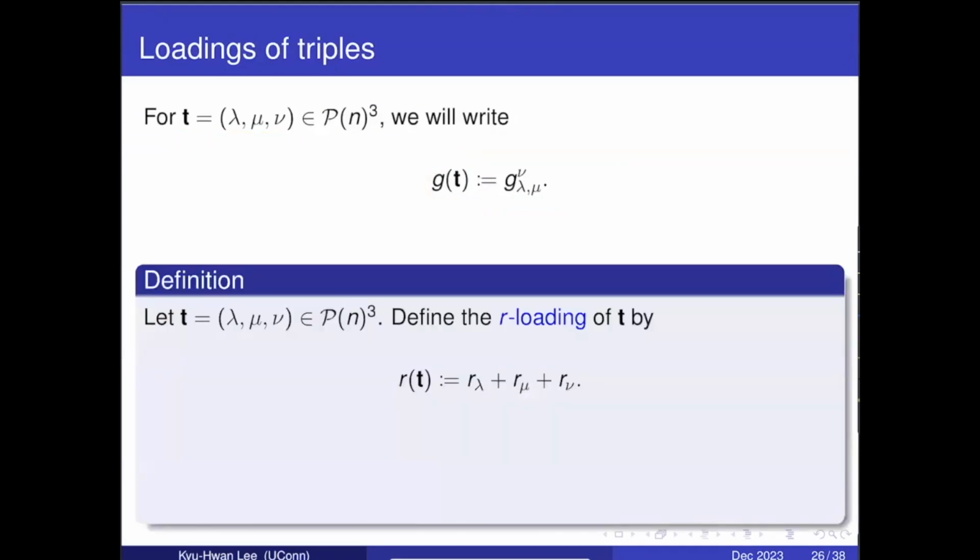And then when you have a triple of partitions, we define the R loading of the triple by taking the sum, simply the sum. And likewise, the B loading of the triple is the sum of the B loadings of each partition. So it's simple.